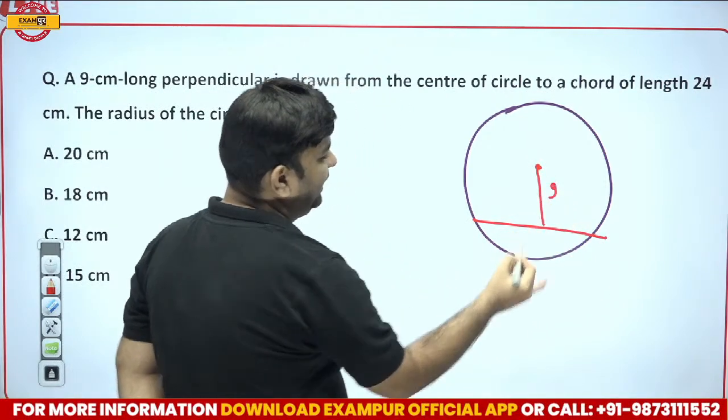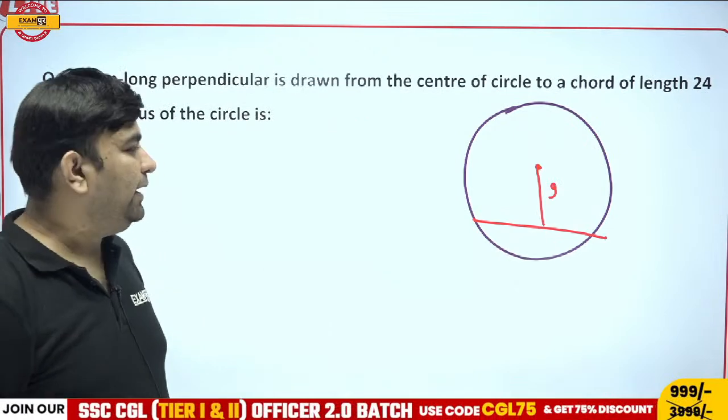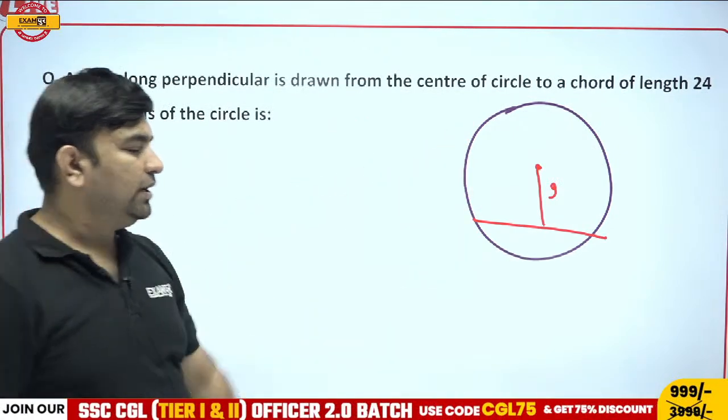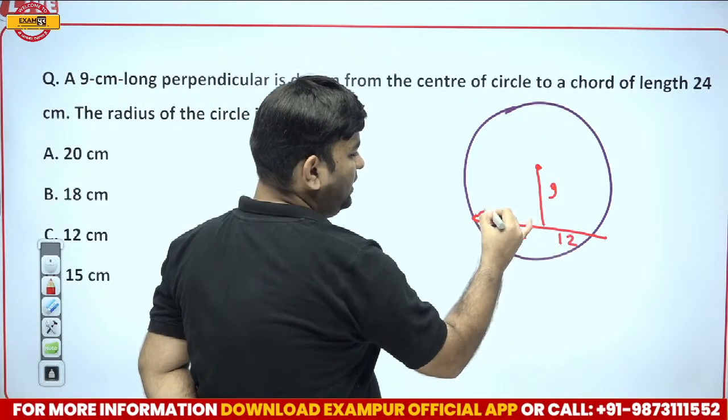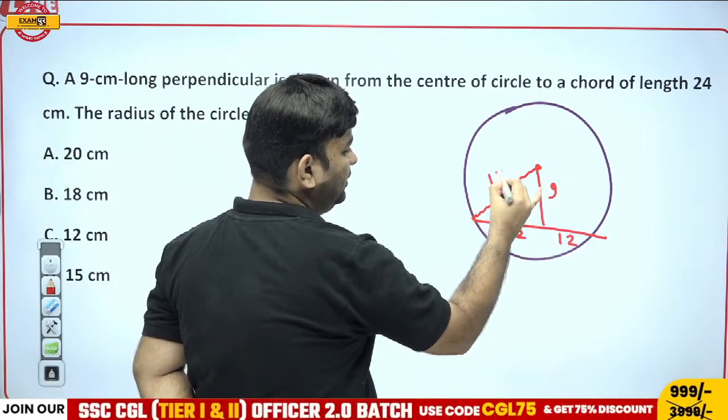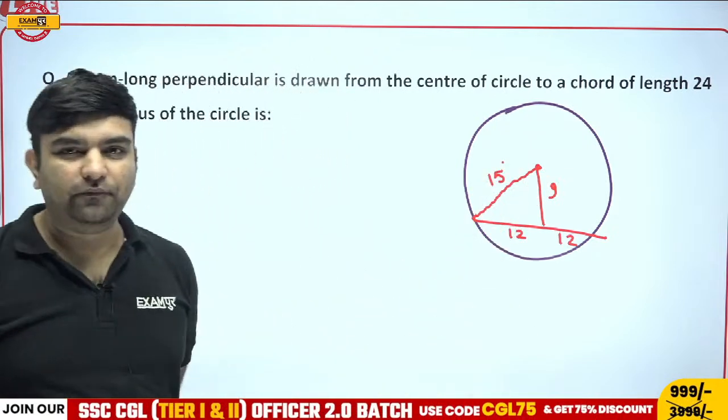Draw a perpendicular line. Bisect the chord into two equal parts, 12, 12. 9, 12, and 15, guys.